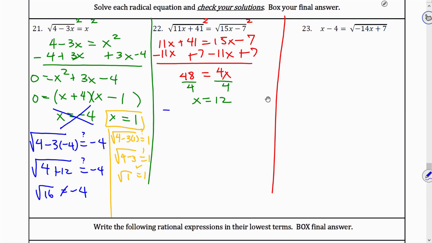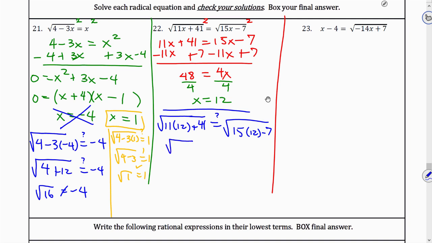So if I check it, I have the square root of 11 times 12 plus 41. And is that equal to the square root of 15 times 12 minus 7? Okay, 11 times 12, I don't know what that is. Plus 41, I'll just do all at the same time. I have the square root of 173. And is that equal to 15 times 12 minus 7? I get 173. So that works. This is the solution.